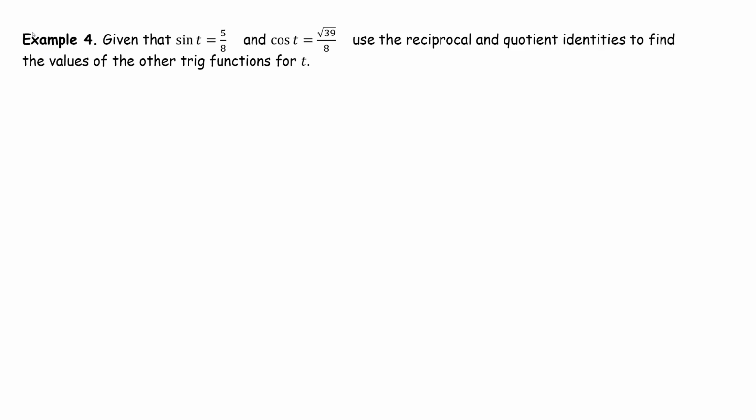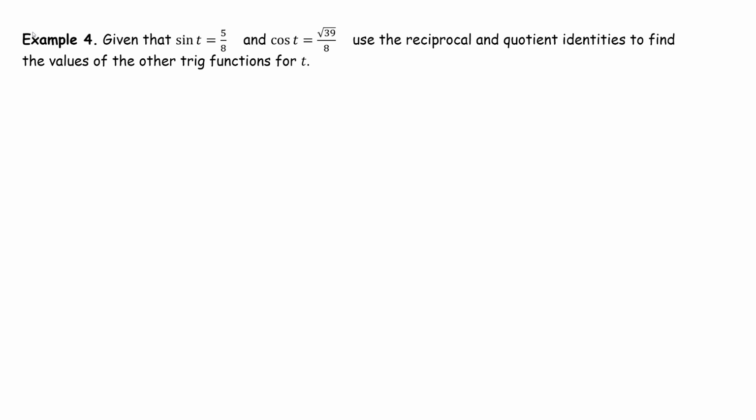Okay, so we're going to pick up where we left off in class on example 4. It says, given that sine t equals 5/8 and cosine t equals square root of 39 over 8, use the reciprocal and quotient identities to find the values of the other trig functions for t.